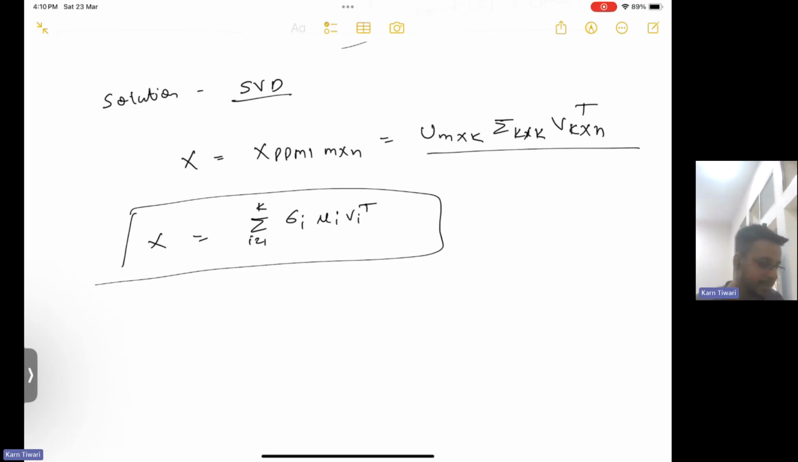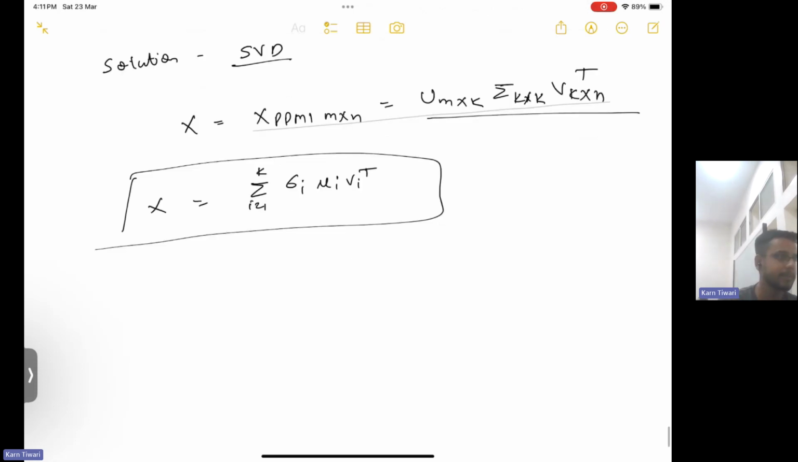Here u_i and v_i are just vectors, and the matrix u_i v_i transpose is a rank 1 matrix. The sigma is kind of a weighting term, and we call it the singular value. We want to find the top K such matrices for X.